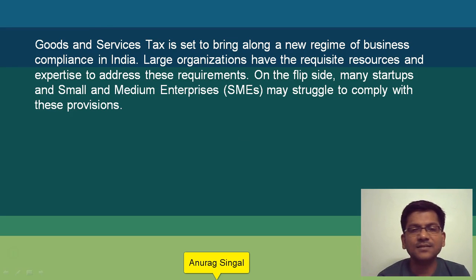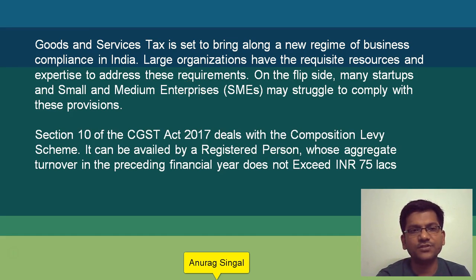Goods and Service Tax is set to bring in a new regime of business compliance in India. Large organizations have the requisite resources and expertise to address these requirements. However, if you look at the flip side of it, there are many startups and small and medium enterprises that may struggle to comply with these provisions. Section 10 of the GST Act 2017 therefore brings a composition levy scheme which can be availed by a registered person whose aggregate turnover in the last financial year has not exceeded 75 lakhs.